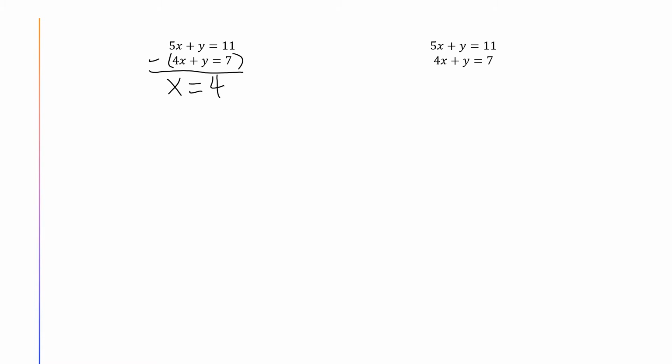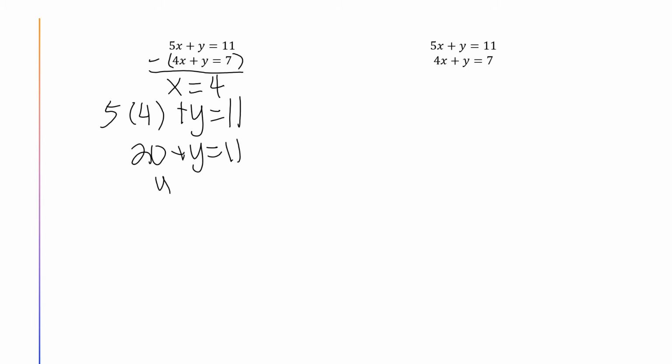So we know x equals 4, so we plug that back into one of the equations to get 5 times 4 plus y equals 11. 20 plus y equals 11. Subtract 20 on both sides, and y equals negative 9. So the common solution for this system of equations would be (4, -9).